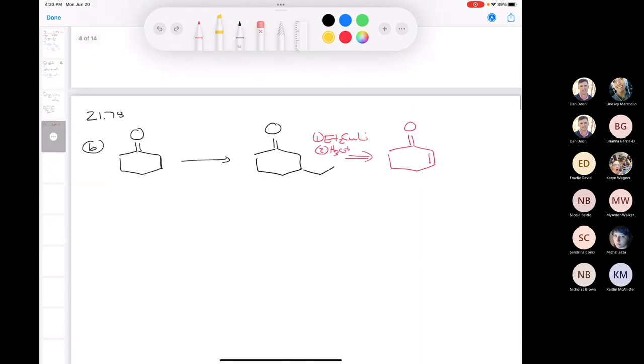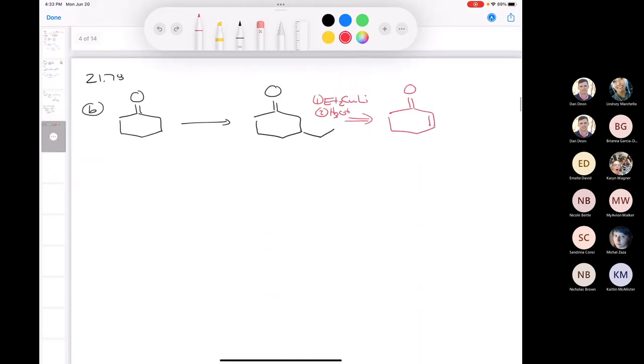So let's give that a shot. So why don't we just do it like this? We'll use a catalytic amount of acid that activates towards nucleophilic attack of the bromine. So we end up with this compound. So we end up with the alpha bromo ketone.